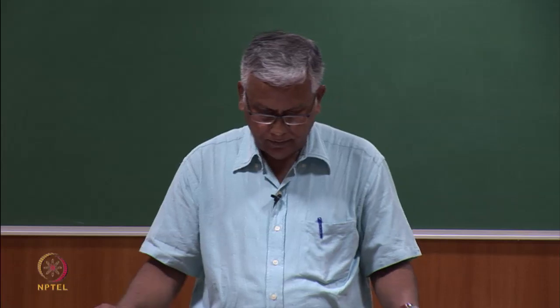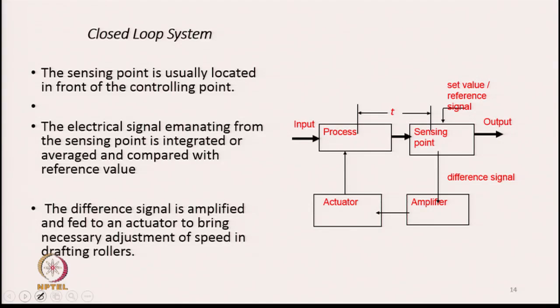The other system is closed loop system. So, this is another principle, we call it closed loop. Now, let us look at the loop. Now, if you see the diagram on the right hand side, you can make out one difference in comparison to what you have seen earlier, and that is the sensing point in this case is in front of the process. Earlier the sensing point was behind the process. In the closed loop system, the sensing point is in front of the process. The rest is same.